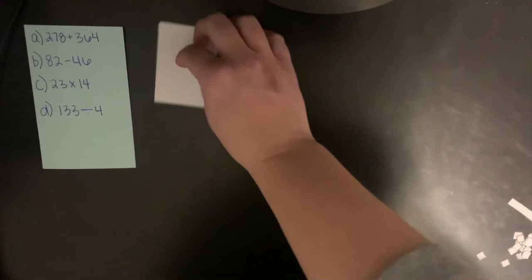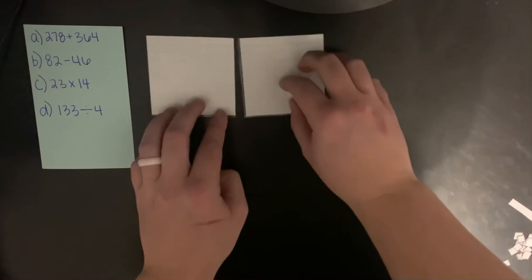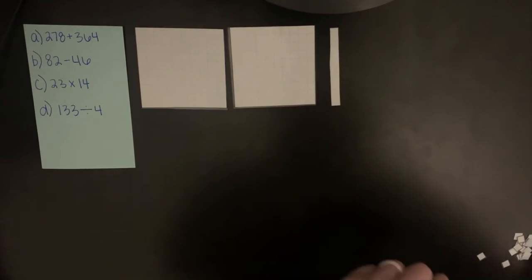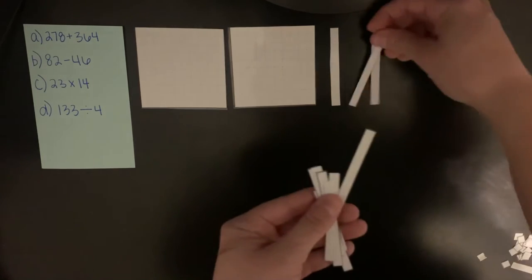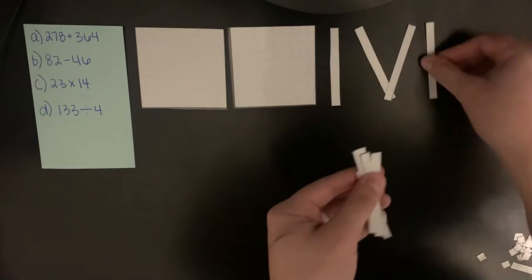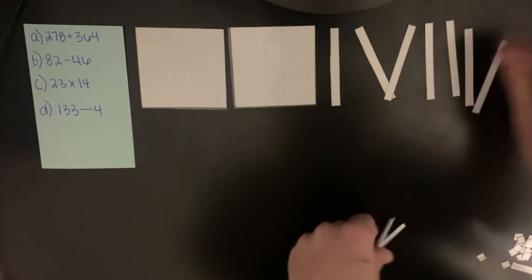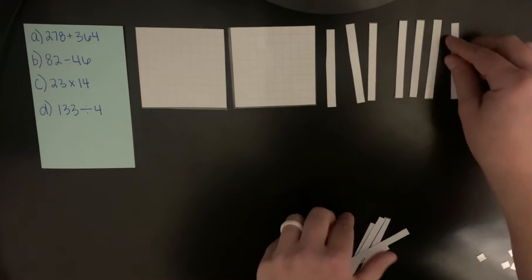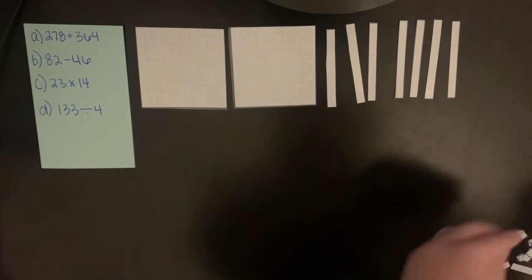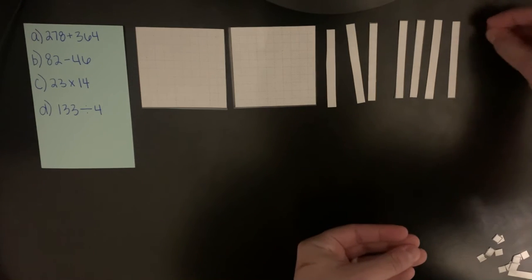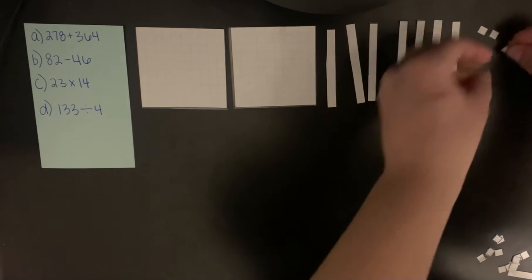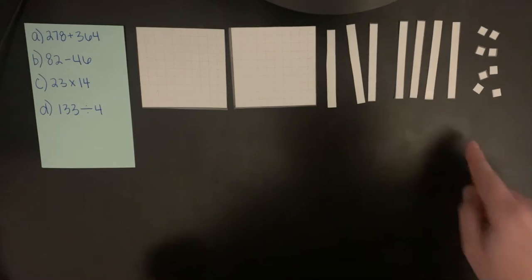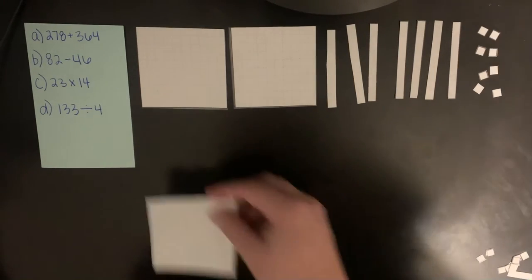The first problem we're going to work is 278 plus 364. Now since our flats equal 100, we'll need 2 of those, giving us 200. 7 longs, 1, 2, 3, 4, 5, 6, 7, which is equal to 70. And then 8 units, which gives us 8. That's 278, and then we'll take our second number, which is 364.